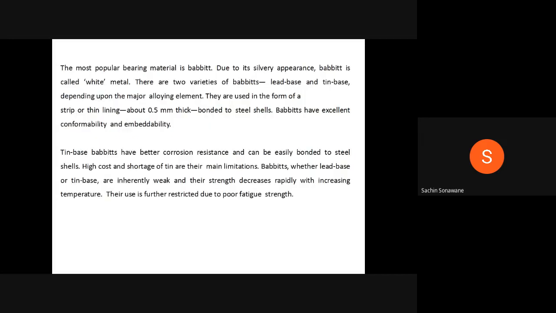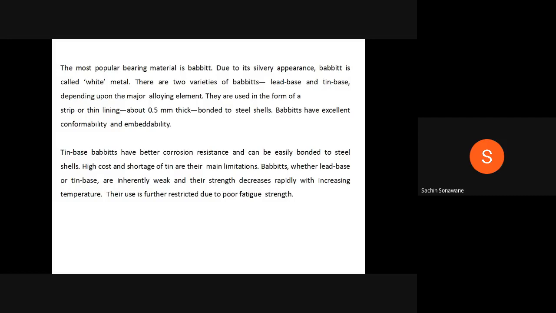The most popular bearing material is Babbitt. Due to its silvery appearance, Babbitt is called white metal. There are two varieties of Babbitts, lead base and tin base, depending upon the major alloying element. They are used in the form of a strip or thin lining about 0.5 mm thick, bonded to steel shells.